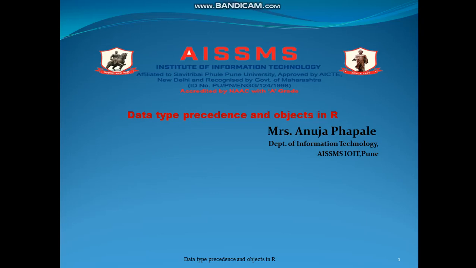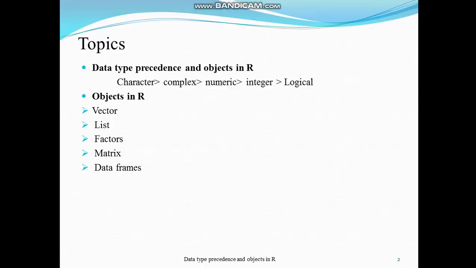Hello friends, in today's video we'll see data type precedence in R and different objects in R programming. So we'll see data type precedence in R. Normally the data type precedence in R is character, then complex, numeric, integer and logical.